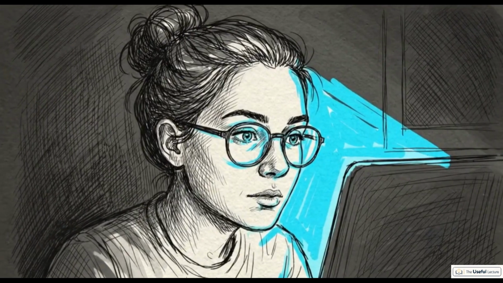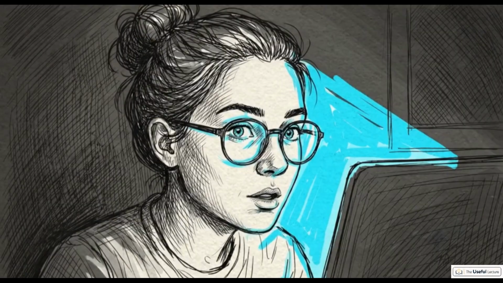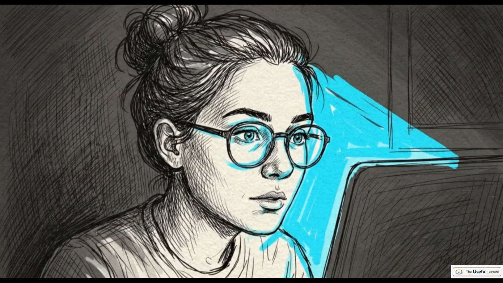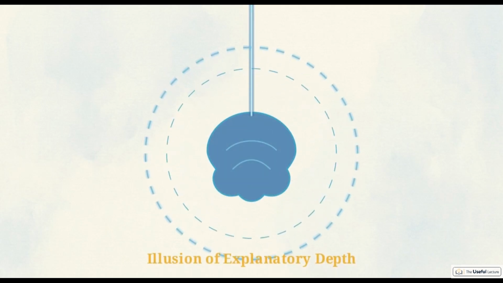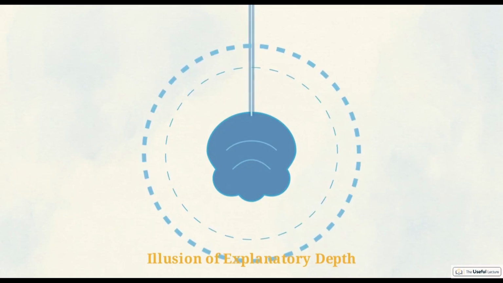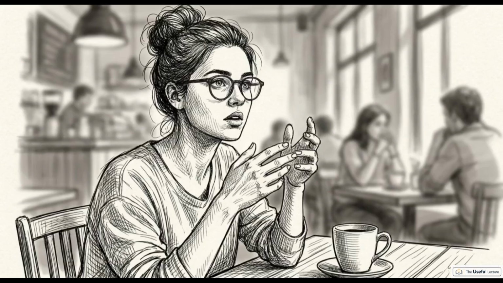You type a complex question into an AI, and seconds later, it delivers a polished explanation. You read it, and it makes perfect sense. Psychologists call this the illusion of explanatory depth. Because the machine's output is so fluent, your brain tricks itself into believing that you understand the topic just as clearly. But the moment you close the laptop and try to explain that same concept to someone else, you draw a blank. The knowledge vanishes.